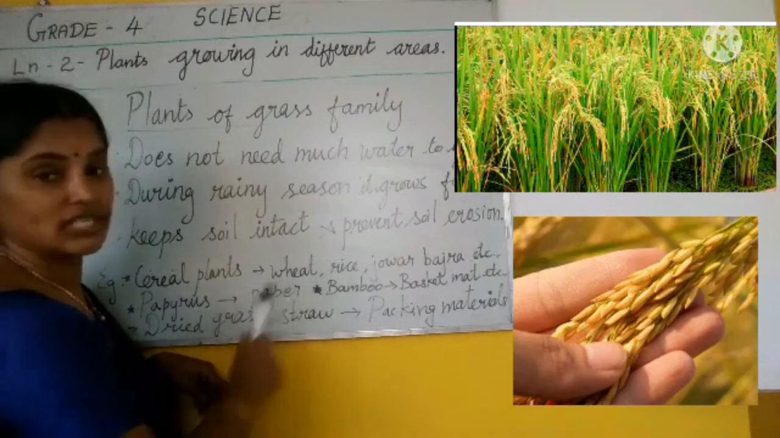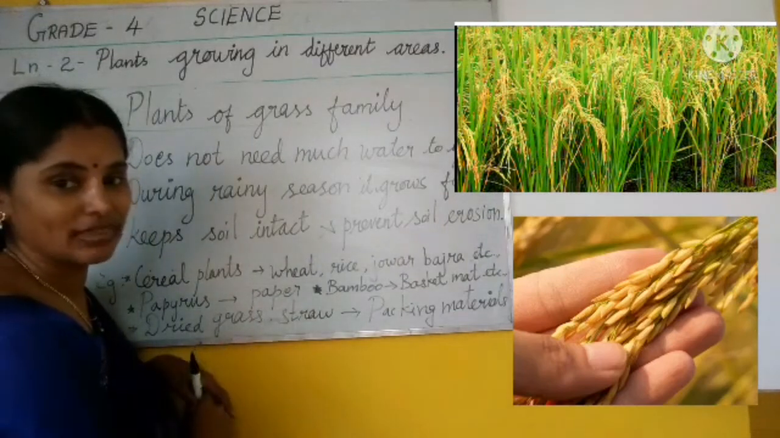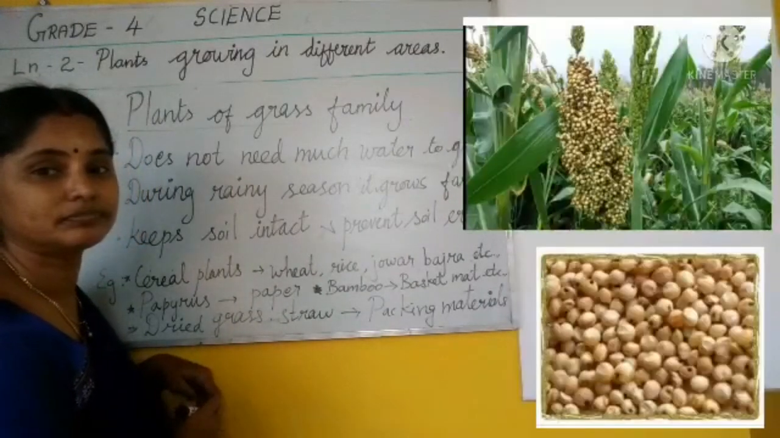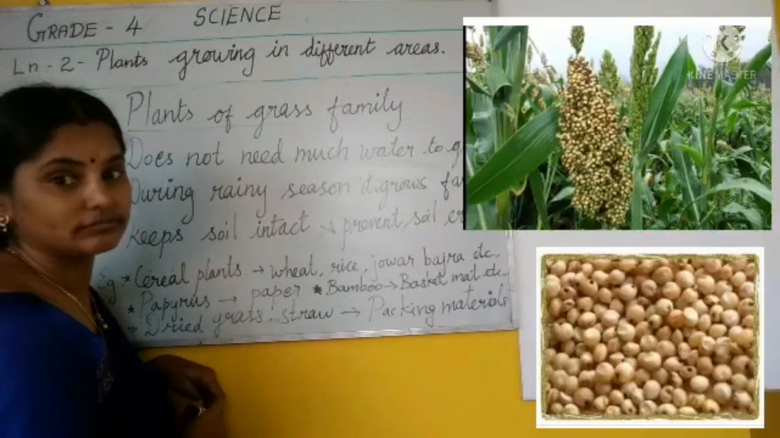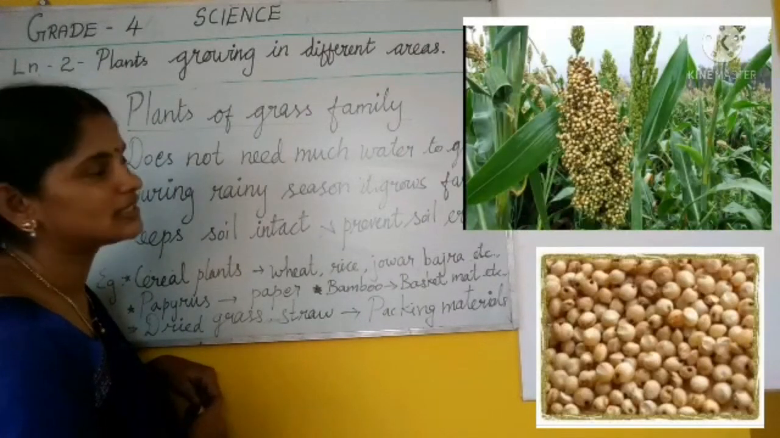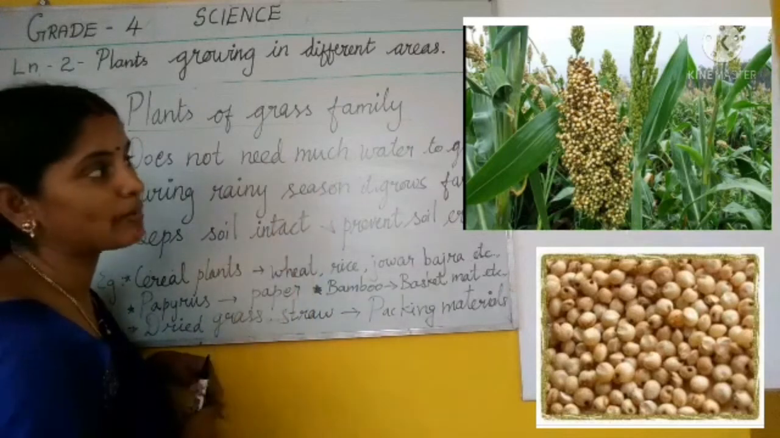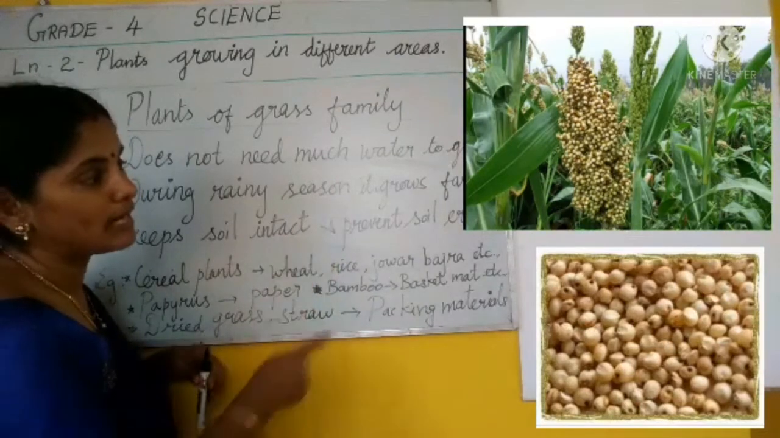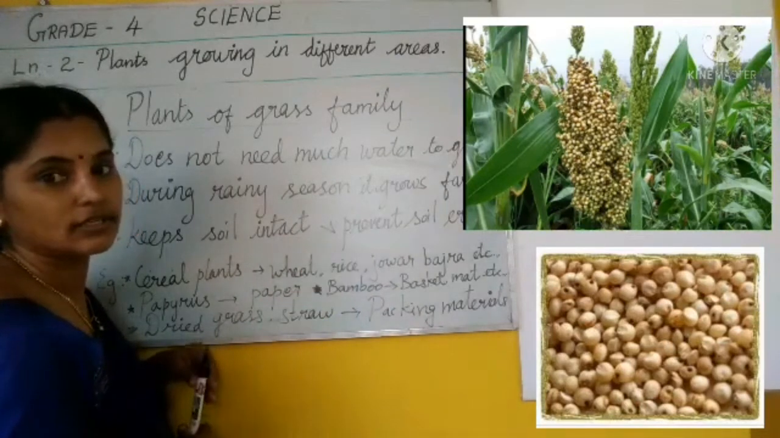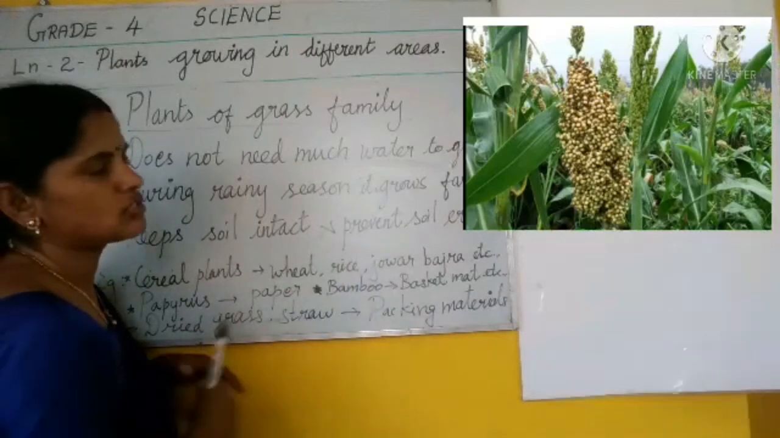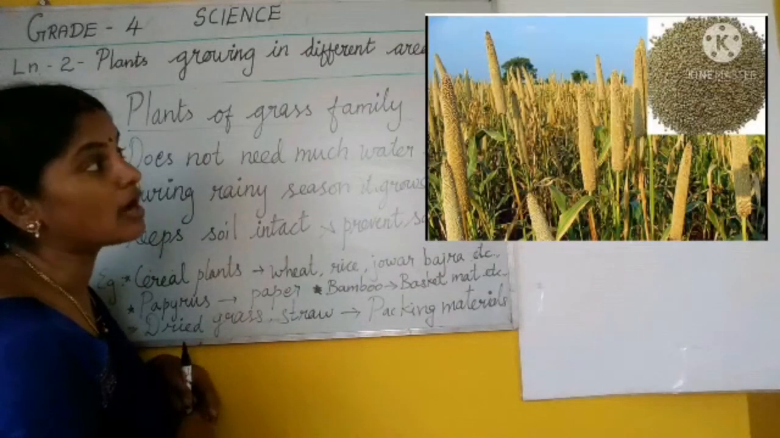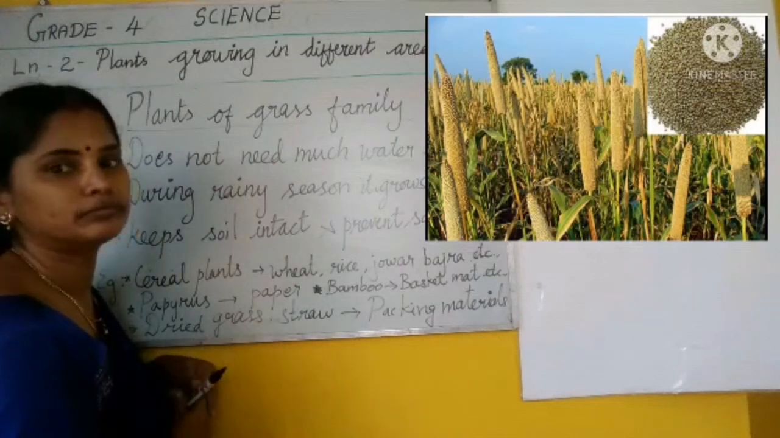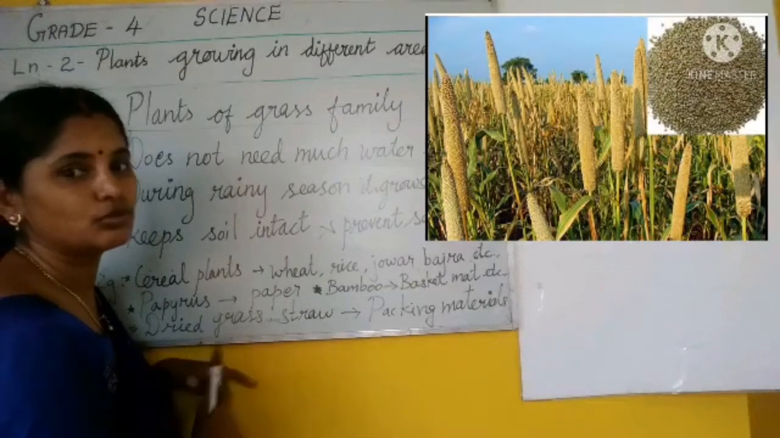You know what is wheat? Wheat is கோதுமை. Rice, அரிசி. Then what is the jover? Jover means what? Solam. See, this is the jover plant. Okay? This is jover. See? Jover. And bajra. Bajra plant. What is that bajra? Kambu. See, these words are new to you.